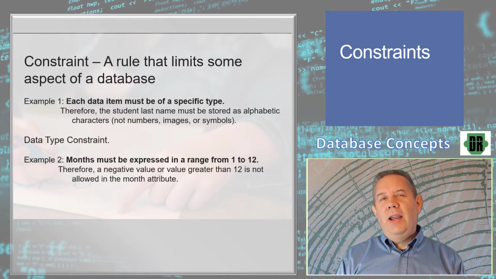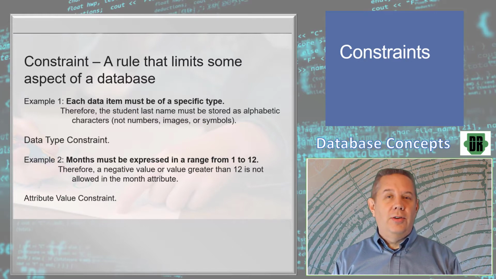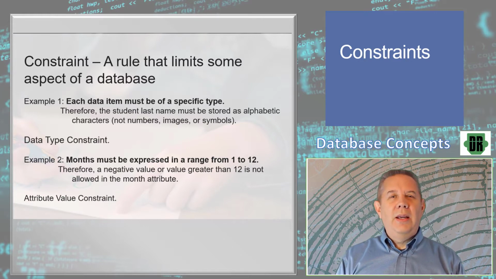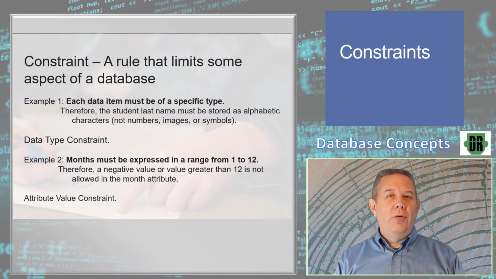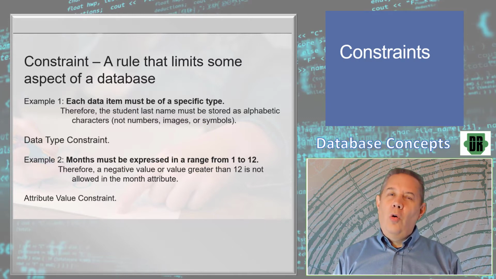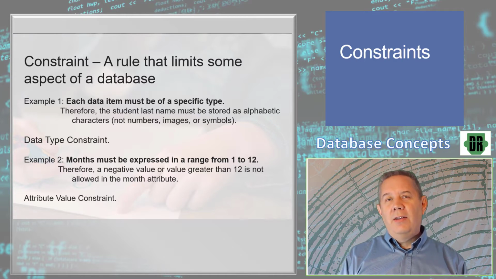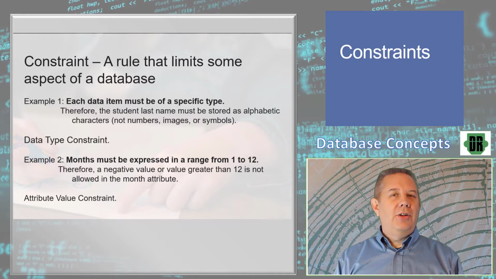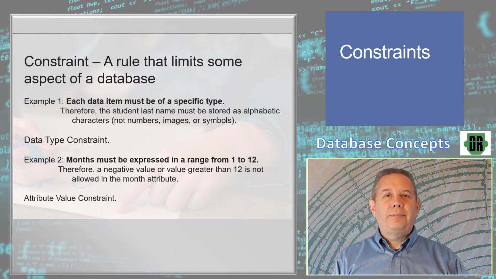Another type of constraint is an attribute value constraint. An example of this would be for the month of the year, we would only use values between 1 and 12. So negative values would not be allowed under that constraint, nor would you be able to use values greater than 12. So we would put that constraint on the database, and that would make sure that all of the records for that particular attribute have a number between 1 and 12 or a valid month involved.